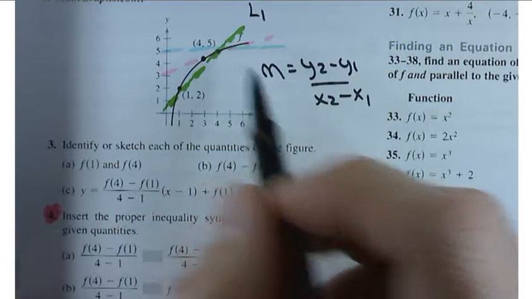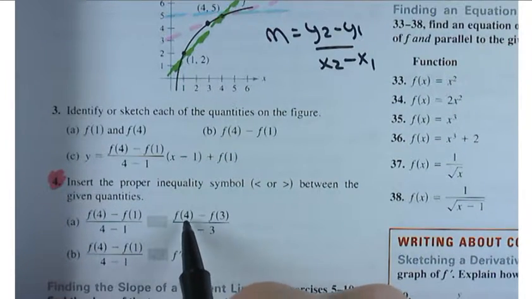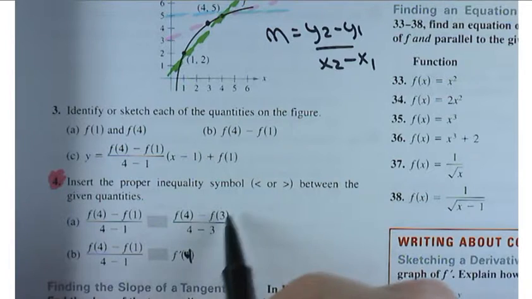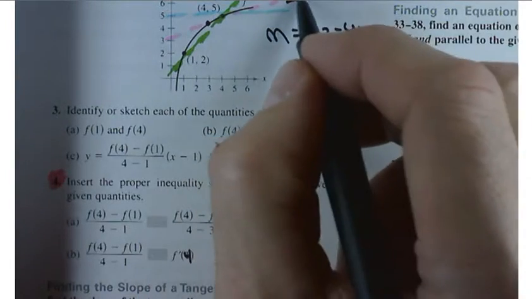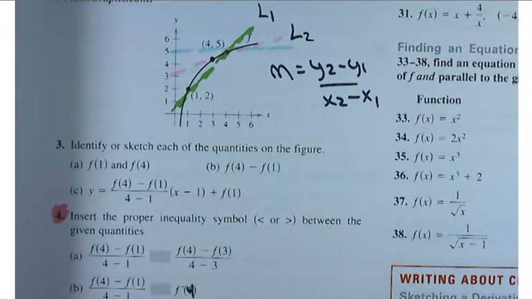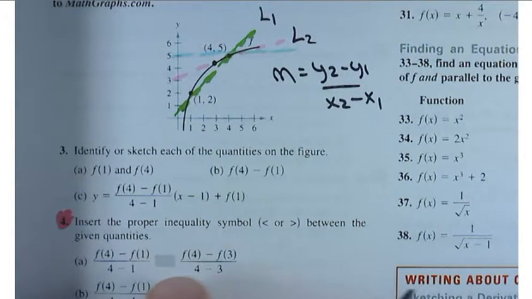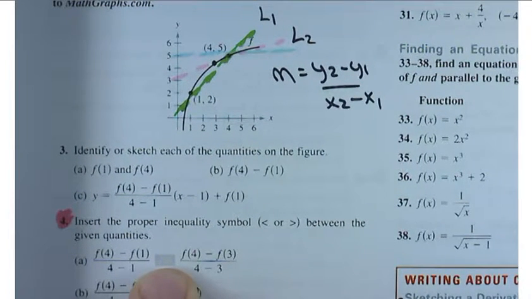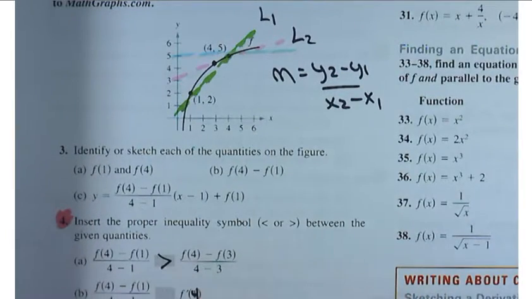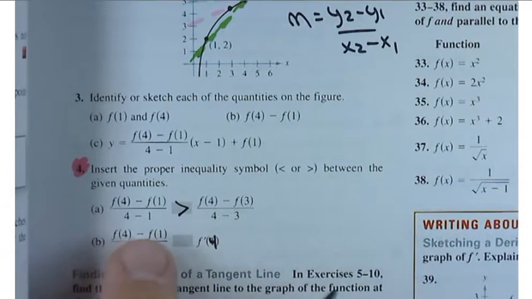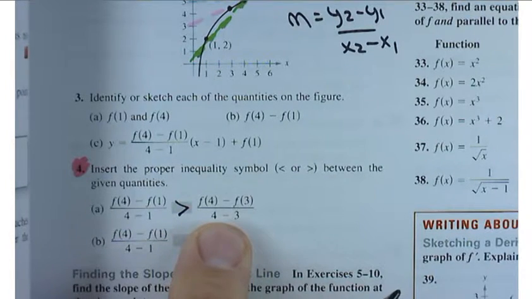Let's compare that to the next quantity: f of 4 minus f of 3 over 4 minus 3. Now they're trying to find the slope of this next line, really between these 2 points, between x equal 3 and x equal 4. What's the slope of the line there? Call that L2. Which slope is bigger, L1 or L2? L1 looks steeper to me, so the slope of L1 would be greater than the slope of L2.